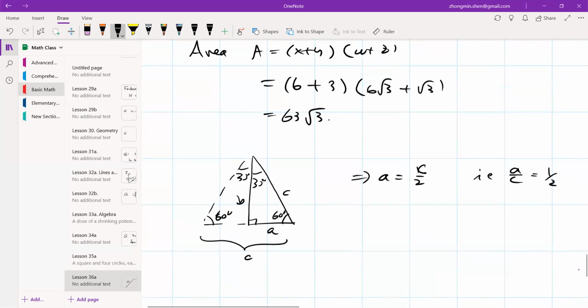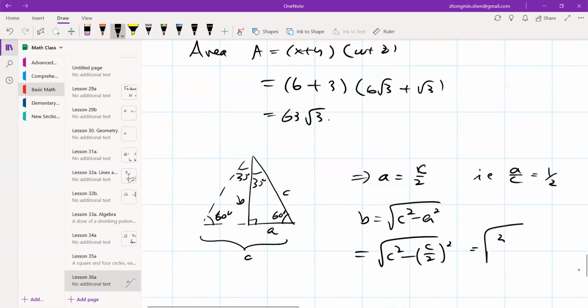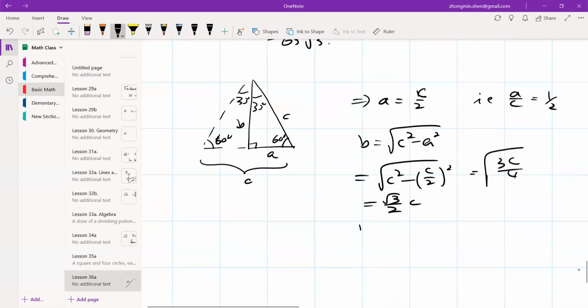All right, now how about the B? By the Pythagorean theorem, B squared is C squared minus A squared, because I already know A is going to be half of C. So after I simplify it, B squared is going to be 3C squared over 4. So B is square root 3 over 2 times C. Okay, i.e. B over C is going to be square root 3 over 2. That's a ratio. Okay.